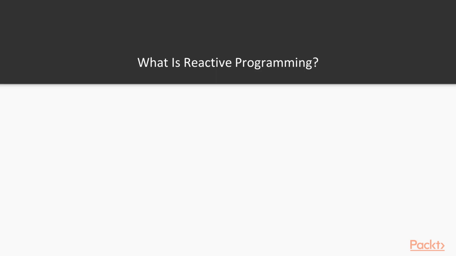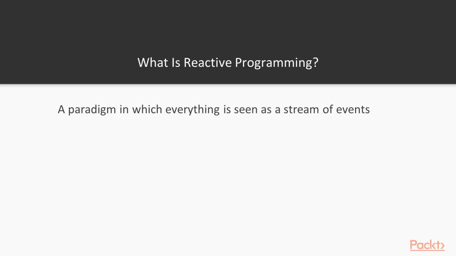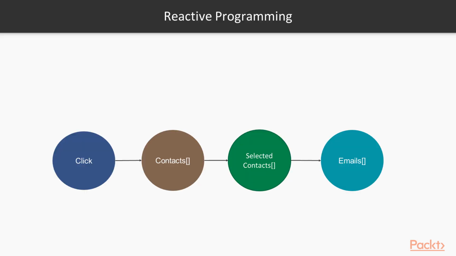That's great so far, but what is reactive programming and how is it different than functional programming? Reactive programming views everything as a stream of data or events. So if we have an application where we click on a button and we receive a list of contacts and then select some of those contacts to send an email to, reactive programming can be used to model that operation like this. We often represent a stream of events as bubbles connected with arrows.